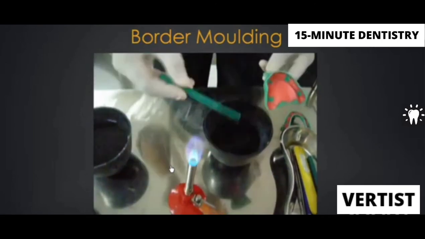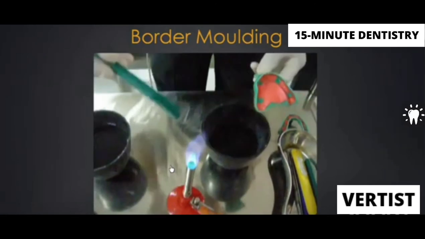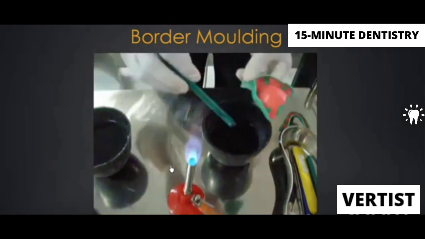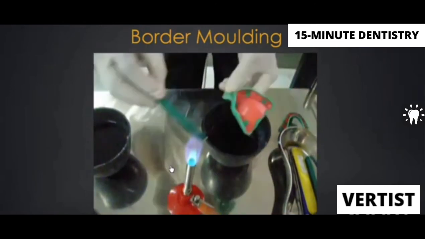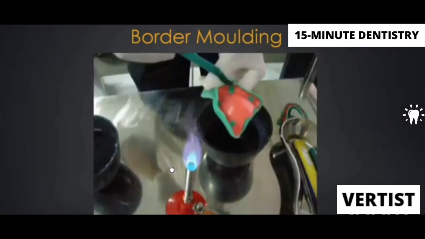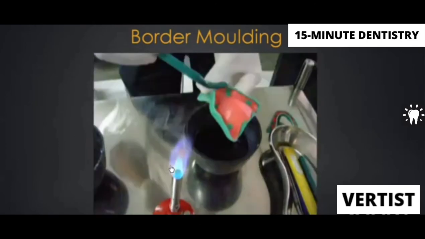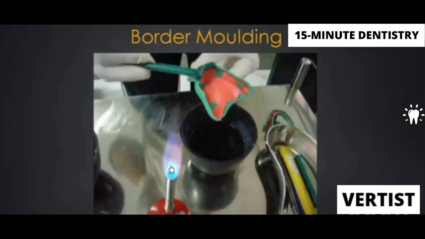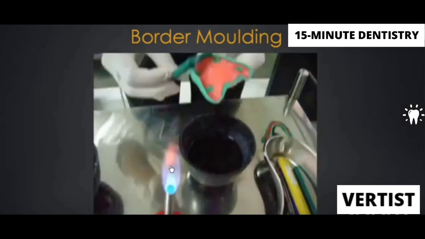Okay, so again, 2 points. Don't keep it on the flame and just hold it like that. Keep on moving it through the flame and don't heat only the tip. Ensure that you are heating maybe more than a centimeter so that you can place it, let's say from the buccal frenum to the buccal frenum, then from the buccal frenum to the posterior region.